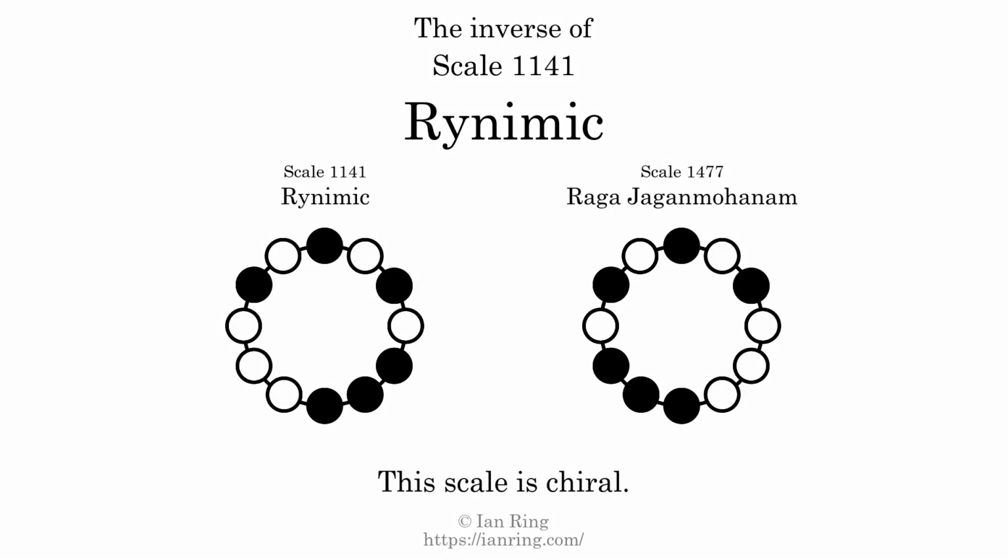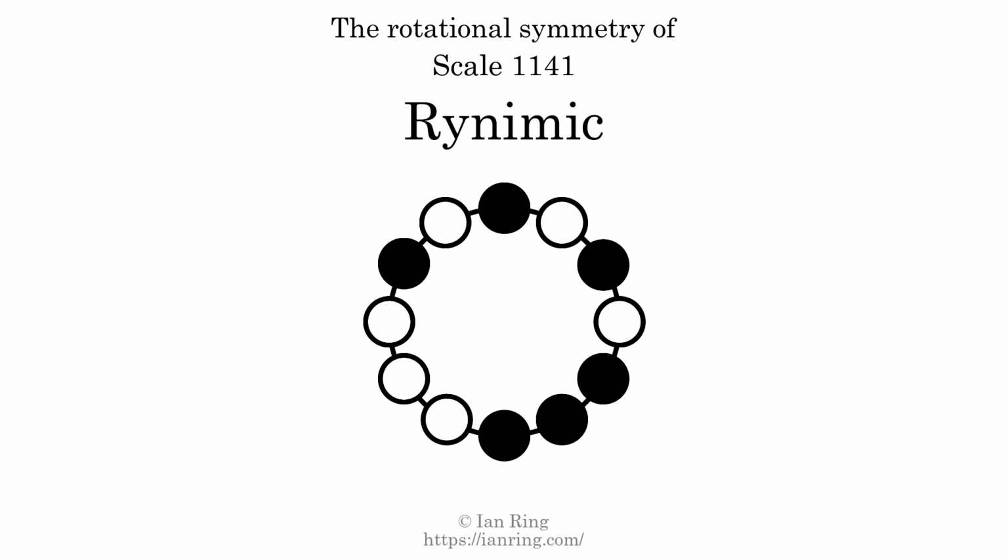The inverse of a scale is a mirror image. It is what you get when the sequence of intervals is reversed. The inverse of this scale is scale 1477, also known as Raga Jaganmohanam. This scale is chiral. It cannot transform into its inverse by rotational transformation. This scale has no rotational symmetry.